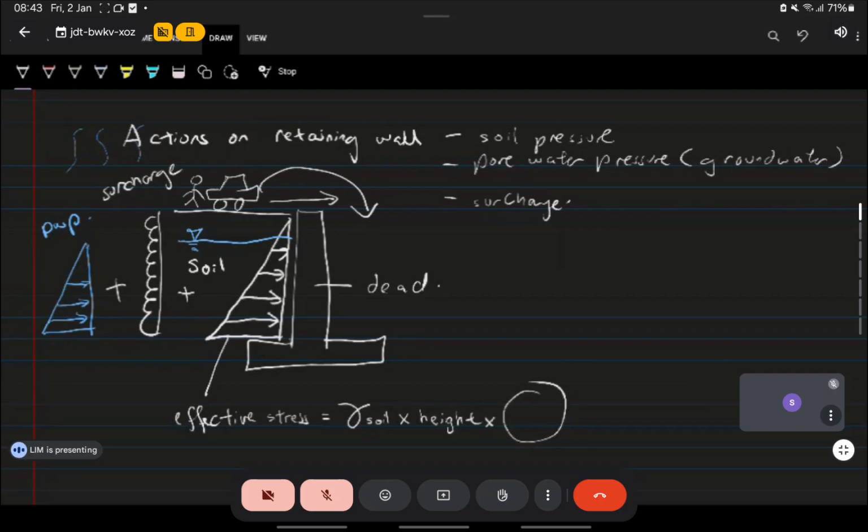Effective stress. Soil density times height times what? What coefficient is this? Right, moment. No, before you calculate the moment, there is a coefficient that you have to calculate. What is the name of that coefficient? There's a name for it. Earth pressure. Yep, well, I'm calculating earth pressure. There is a coefficient. What is the name of that coefficient? It's something to do with earth pressure.